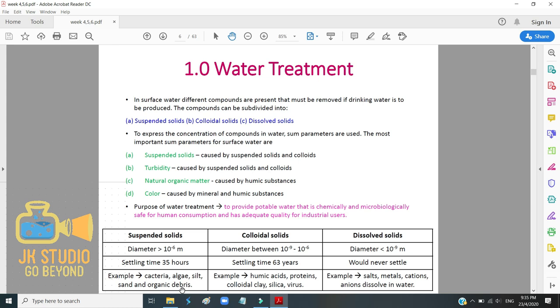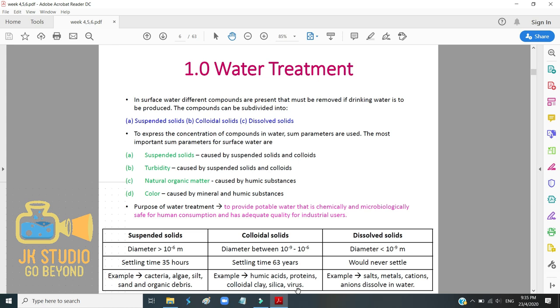While for colloidal solids, the diameter is between 10 to the power negative 9 and 10 to the power negative 6. The settling time will take 63 years, such as humic acid, proteins, colloidal clay, silica, and viruses. These all are very small things.